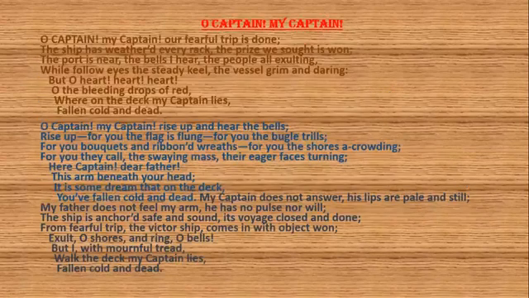The first stanza goes: "O Captain, my Captain, our fearful trip is done. The ship has weathered every wreck. The prize we sought is won. The port is near, the bells I hear, the people all exulting, while follow eyes the steady keel, the vessel grim and daring. But O heart, heart, heart, O the bleeding drops of red, where on the deck my Captain lies, fallen cold and dead."